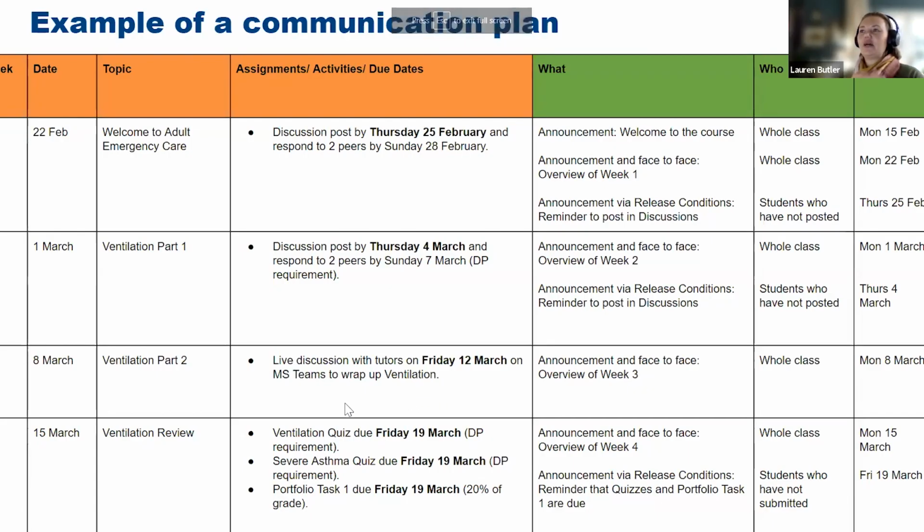Okay, so as I said, this is an example of a communication plan. The first 4 columns would be the course outline, including assignments, activities, and due dates that the students need to know for each particular week. And in the green columns, you can plot out a communication plan.